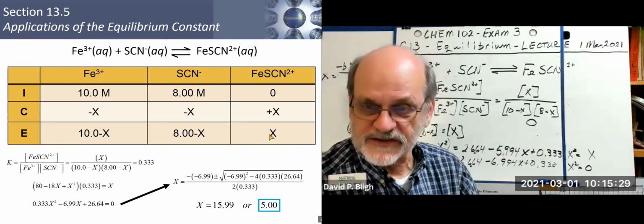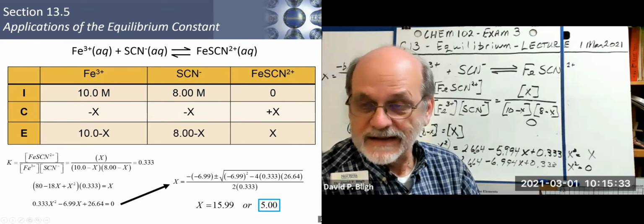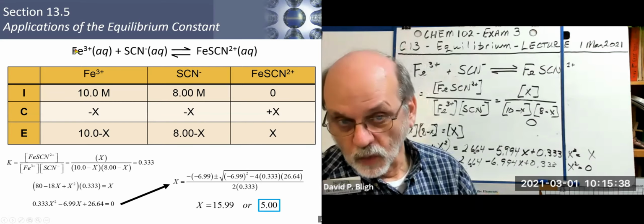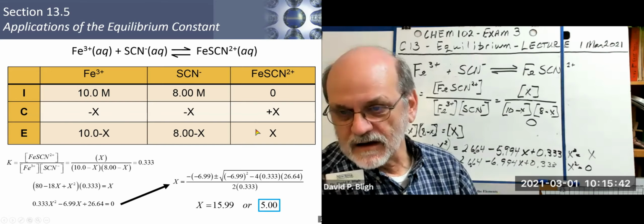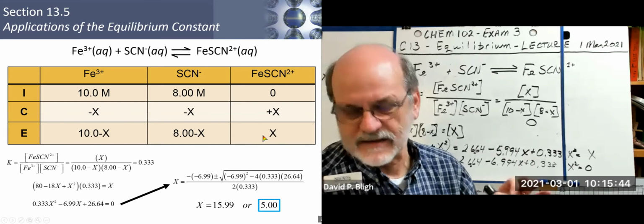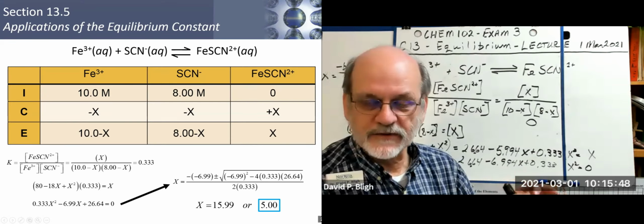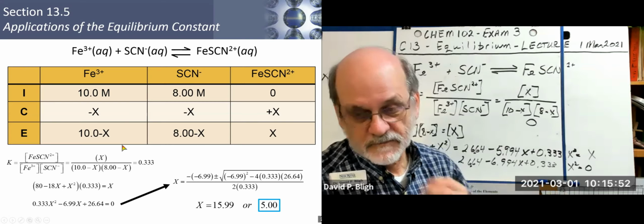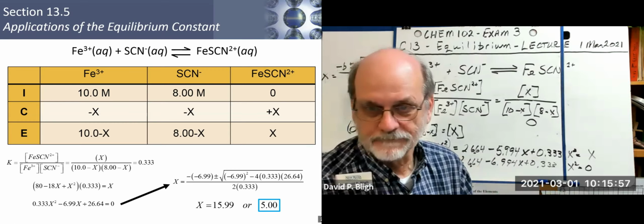And then you have to decide, well, which one makes sense, right? If x is close to 16, how did it get there? Well, they're in a 1-to-1-to-1 relationship, right? One coefficient, one coefficient, one coefficient. So if there's 16 on this side, there had to be at least 16 on this side, and there's not. So that's why 15.99 is invalid. So you choose the other one, right? x is 5.